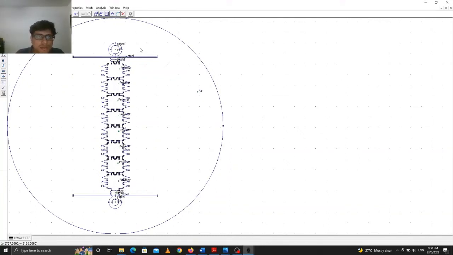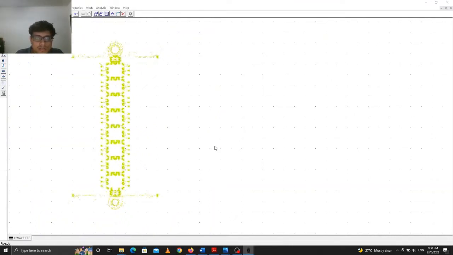So it is the same as the past one, just that we put more insulators. Over here we can see around 7 insulators. So the same concept as with one insulator. We will be running the simulation and we can see the result.